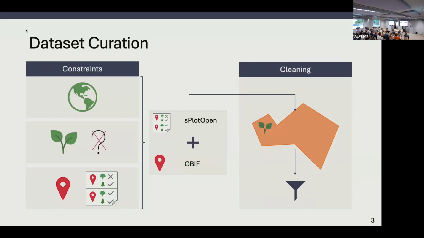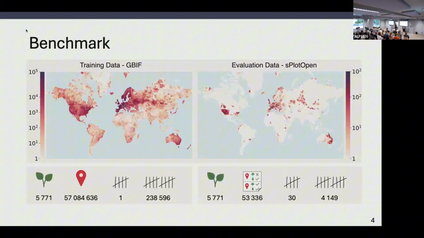And with plants, it's really nice because Plants of the World Online has a complete list for this data set, at least of range masks. And then we run the common cleaning pipelines to make the GBIF data usable. And what we end up with is this data set. On the left, you see the training data distribution. On the right, you see the test distribution. And clearly there's heavy biases. I mean, that's not surprising. But yeah, it's as global as we could find with the data that we had at hand.